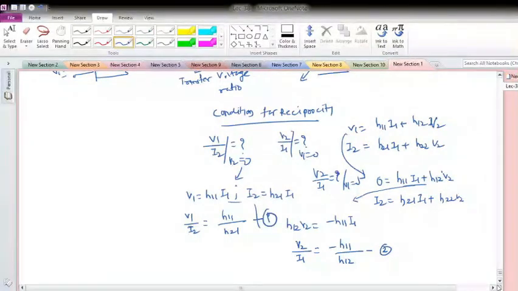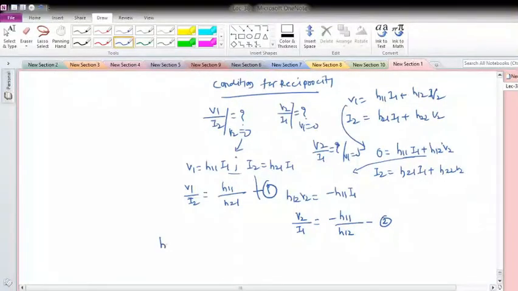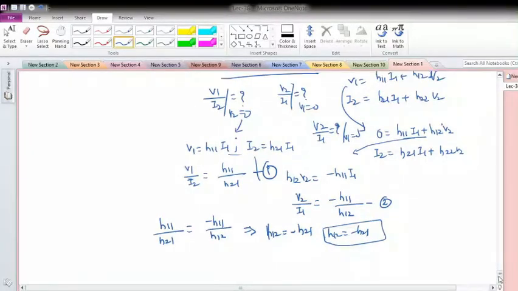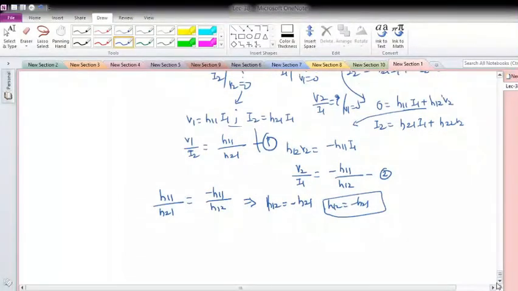If the reciprocal condition is satisfied, then equation 1 and equation 2 will be the same, and from that I can write H11 over H21 will be equal to minus H11 over H12. So here you can see that H12 will not be equal to H21, but it will have the negative sign, so H12 will be equal to minus H21. Similarly, you can do it for the symmetry property also. Fine. So this way you can compute the H parameter.